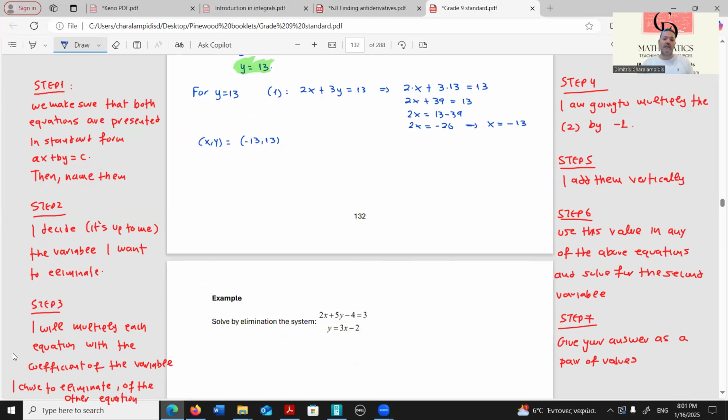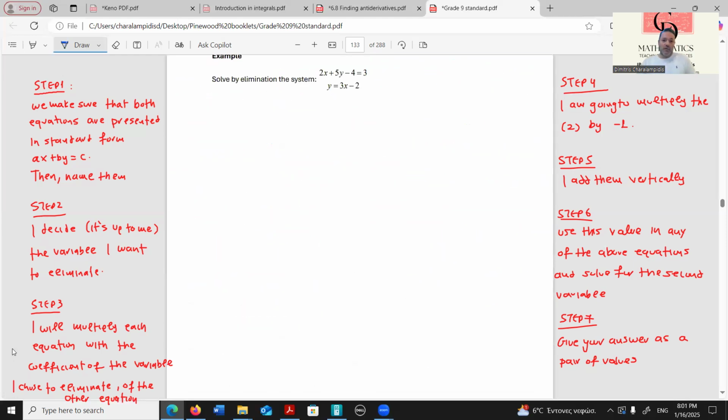Let's see a second example. Solve by elimination this system: 2x plus 5y minus 4 is 3, and y equals 3x minus 2. Although it would seem easier for this one to be solved by substitution, here we are explicitly asked to do so under the elimination method. So to begin this method, I know that I should express them both in standard form.